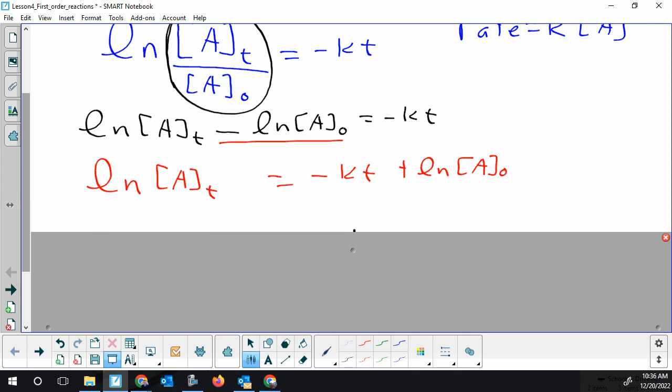We can plot time. That is going to be our x. Our minus k value will be our slope, so it's a way we can get the rate constant. This is going to be our b value. And the y that we need to graph isn't the concentration in the future. We have to plot the natural log of concentration to get a linear relationship.